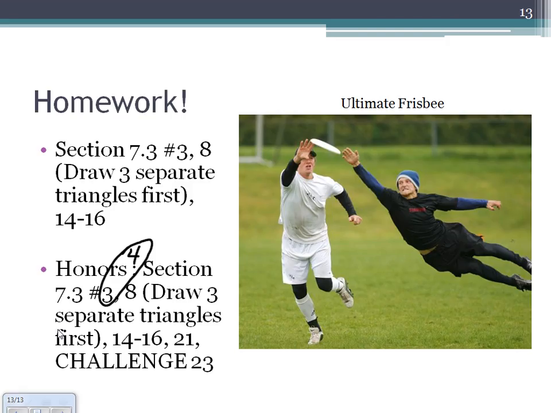Your homework is only 2 problems because that's all we got through today. All right? 7.3, 3 and 4.